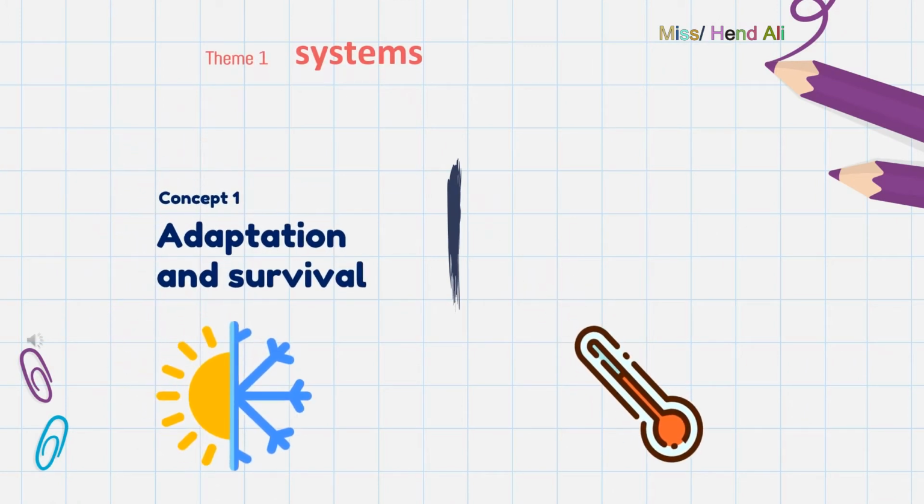Theme 1: Systems. Repeat after me. Systems. Systems. Concept 1: Adaptation and Survival.